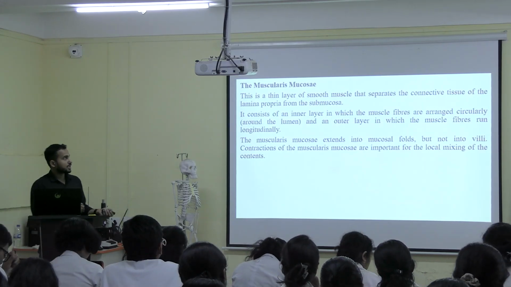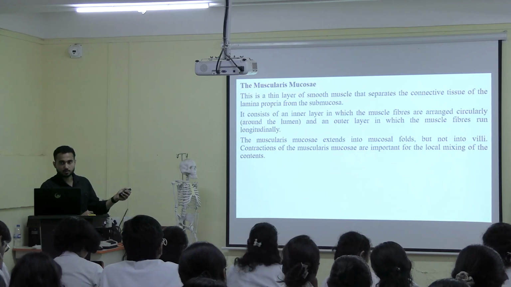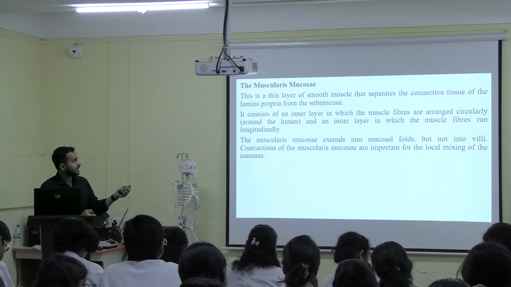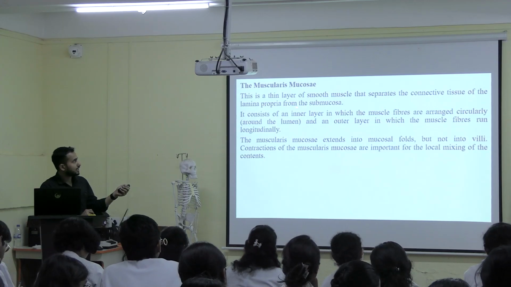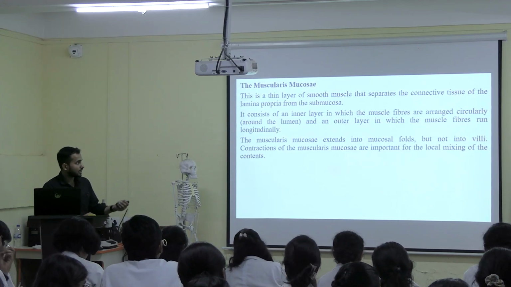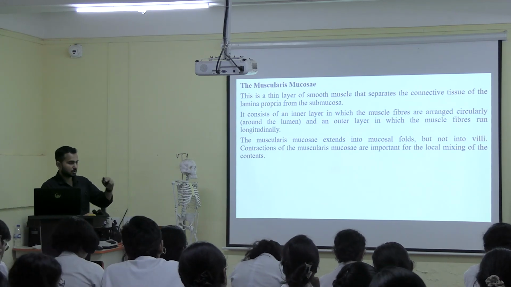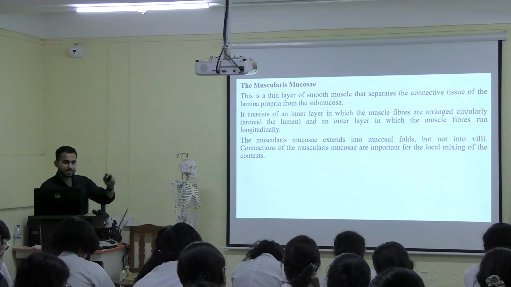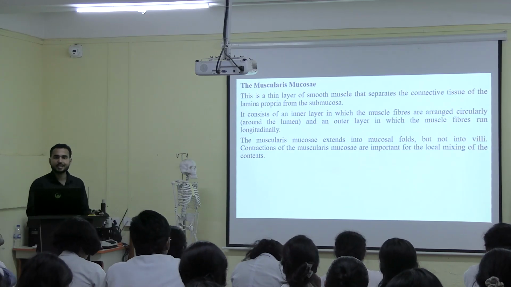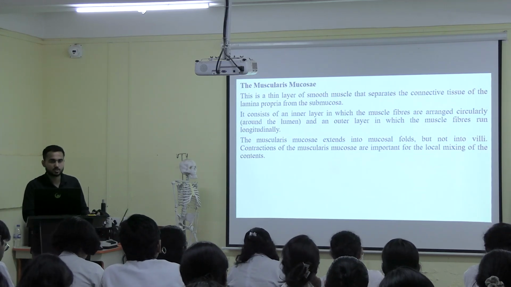Next, the muscularis mucosa. The muscularis mucosa is a thin layer of smooth muscle. What is the main function? It separates the connective tissue of the lamina propria from the submucosa. So the lamina propria and the submucosa are separated from each other by this muscularis mucosa, which is a thin sheet, or thin layer, of smooth muscle fibers.